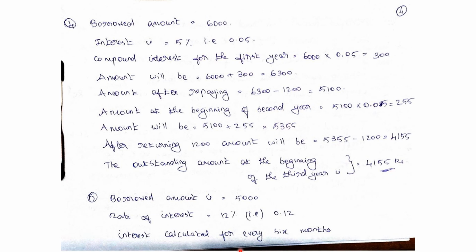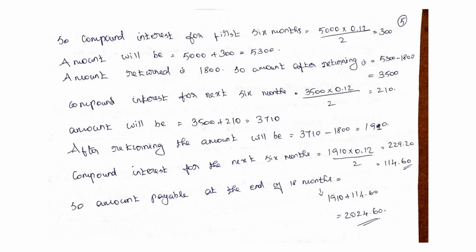Okay, we'll see the fifth sum. I'll show you the question. A man borrows rupees 5,000 at 12% compound interest payable every 6 months. Here it is compounded half yearly, I mean once in 6 months. He repays 1,800 at the end of every 6 months. Calculate the third payment he has to make at the end of 18 months in order to clear the entire loan. We'll see how we can solve this problem.